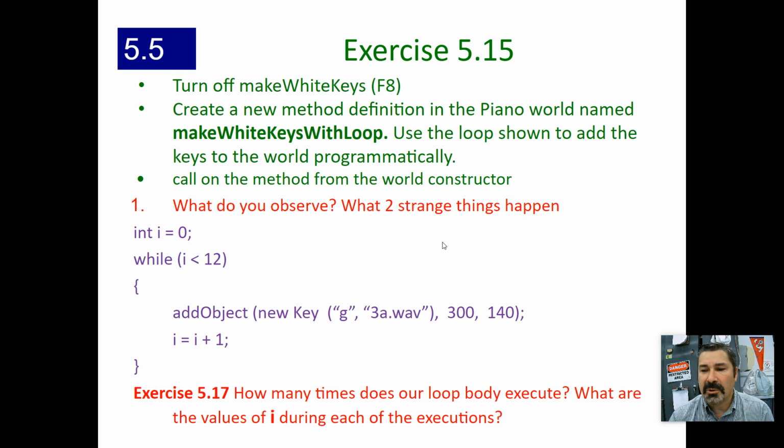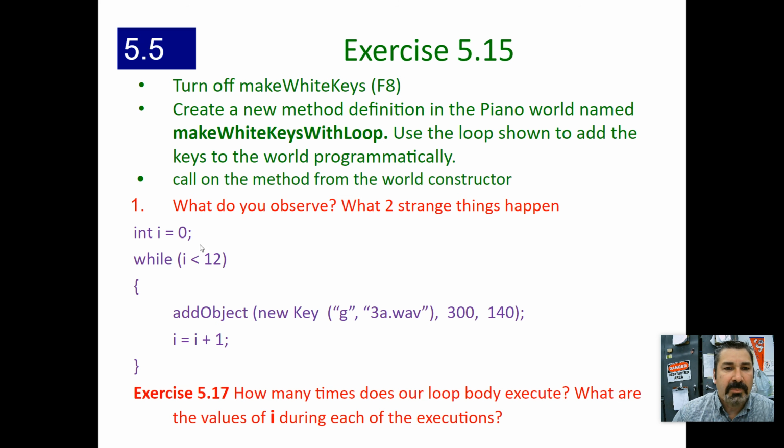All right, so the next thing I want you to do is turn off make white keys. Now we're working in the piano world, and you're going to create a new method. Don't delete it, you're just going to slash it out of the constructor. Don't delete any of your code, and if it starts throwing an error, just turn it into a comment. Create a new method definition in the piano world named makeWhiteKeysWithLoop. Use the loop shown to add the keys to the world programmatically, and call the method from the world constructor. All right, what do you observe?